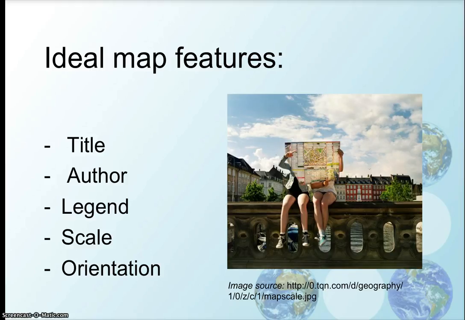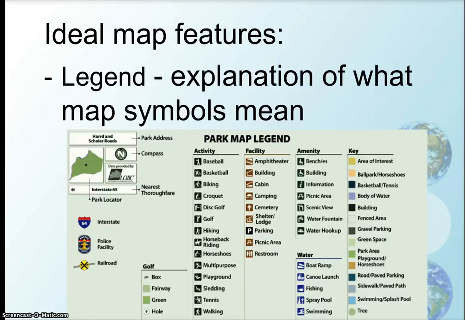Another important feature is the author of the map. Again, this gives us a chance to be able to make a judgment about the validity of the information that's being presented, and gives us a chance to take into consideration some of the biases that might go into the creation of this map. Some other features that are really important for map making are the legend.